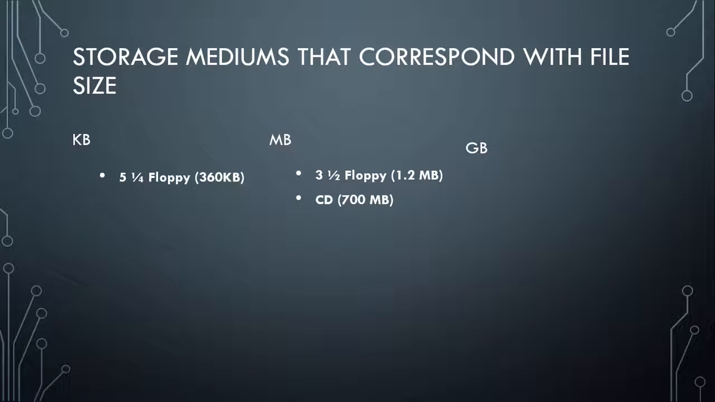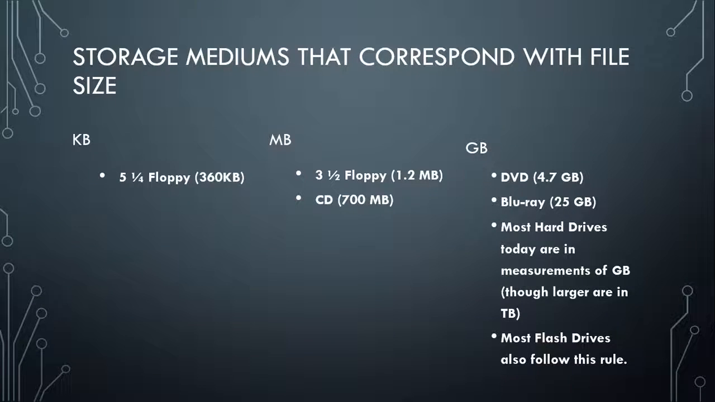A megabyte is equivalent to a 3½ inch floppy, at 1.2 megs, or you could use a CD, which was 700 megs. So you can see we're slowly moving up in size, but again, megs isn't really that much in terms of what we expect these days. And then we have gigabytes, which is kind of the standard right now, even though there's a lot of terabyte stuff. Most stuff is still within the gigabyte range.